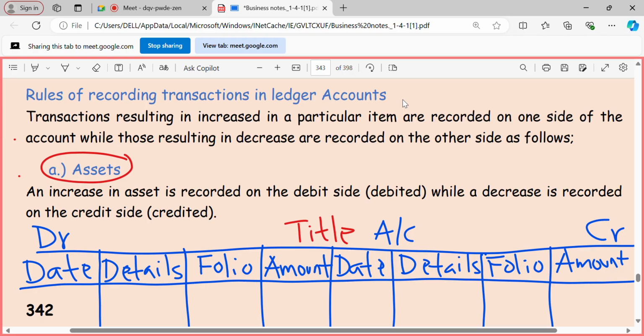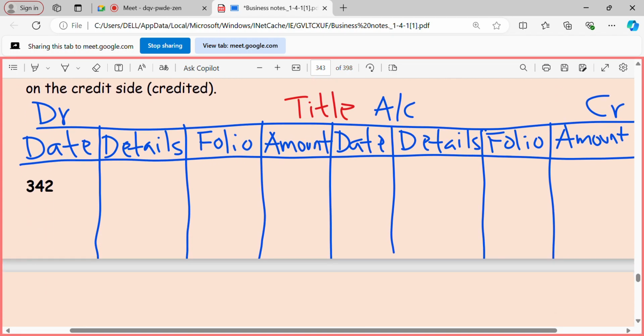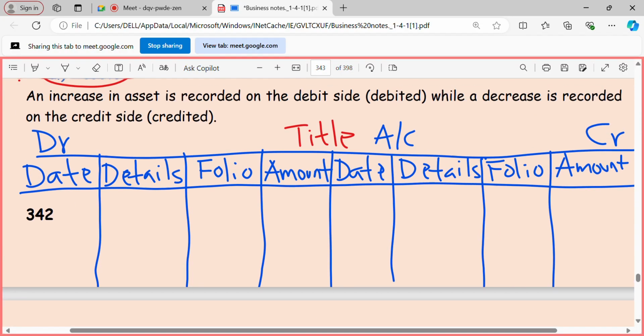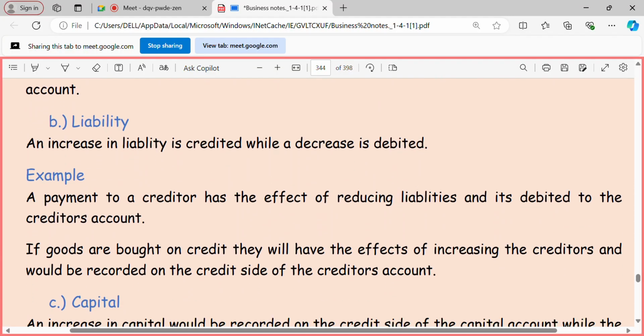So let's start with assets once more. Whenever an asset has increased, you need to debit it, and if it decreases, you need to credit it. When you say it is credited, you write it on the credit side. When you say you need to debit it, you write it on the debit side. So that is on assets: an increase in assets, you debit; a decrease in assets, you credit.